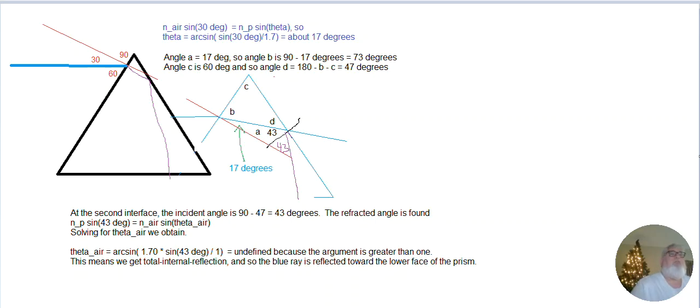Let's just go over here. You have the red ray, which is going to come out like this. We have the purple ray, which is going to come out like this. The angle between them is going to be that angle there, and you're going to have to use what you know about angles and triangles and geometry to figure that out.